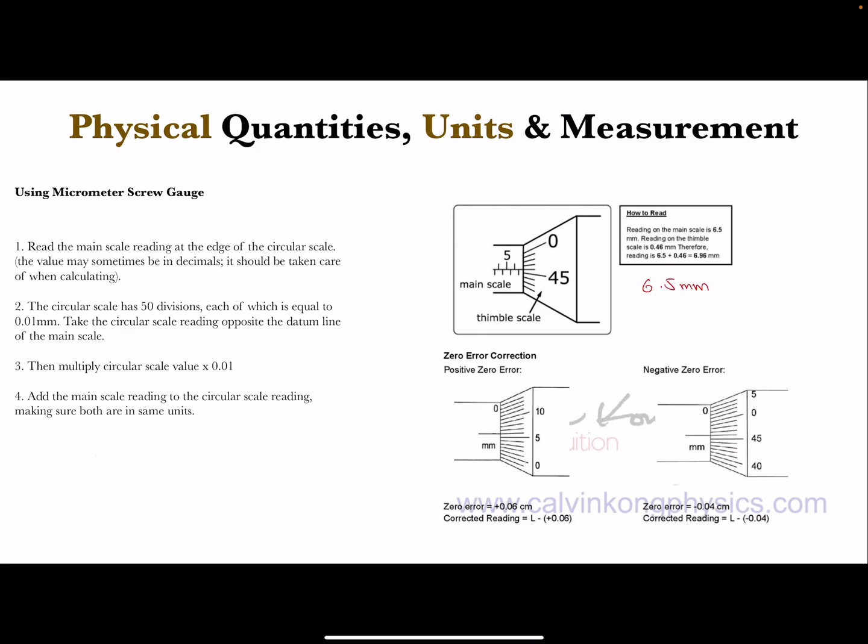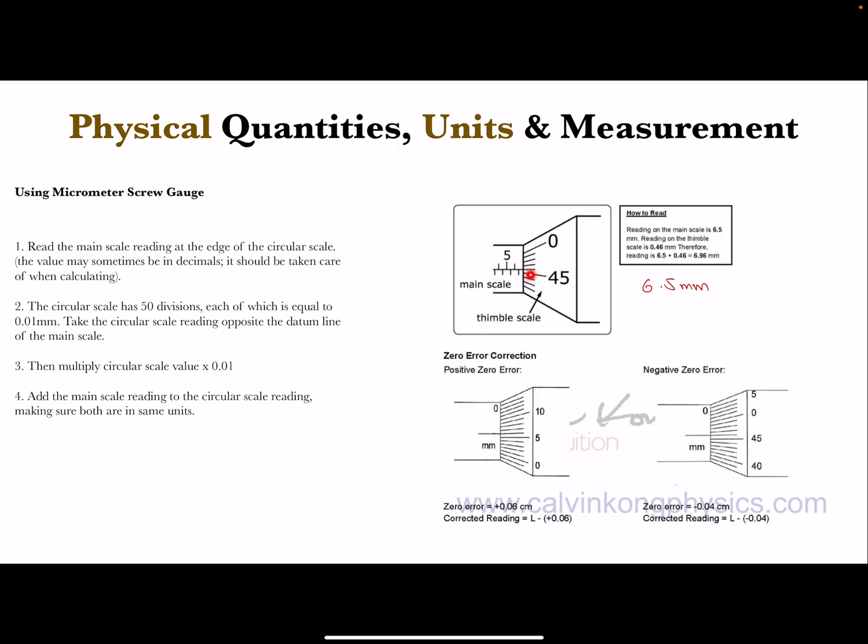All right. And what's the reading on the thimble scale? If you look at the thimble scale, the values increase towards the top, right? So if this is 0, the next value is 1, 2, 3, 4, 5, and so on. So in the thimble scale, you see where the main scale coincides with the thimble scale.